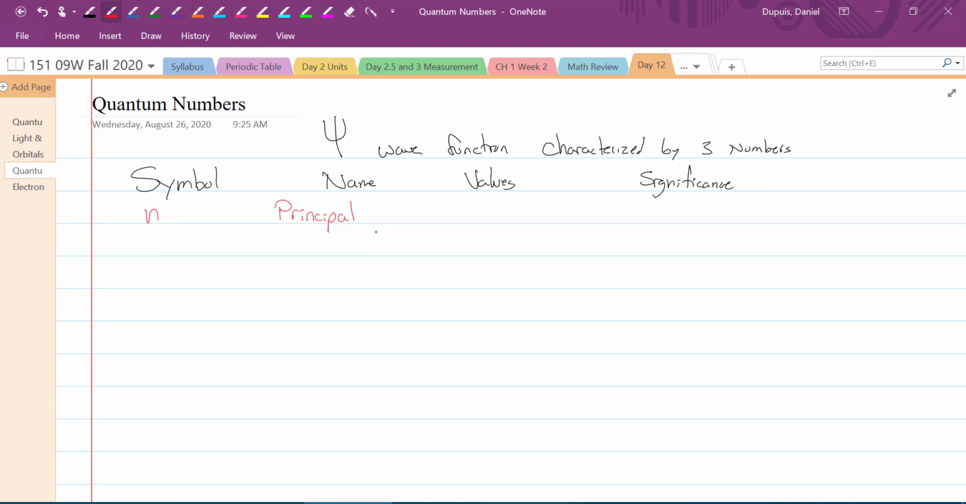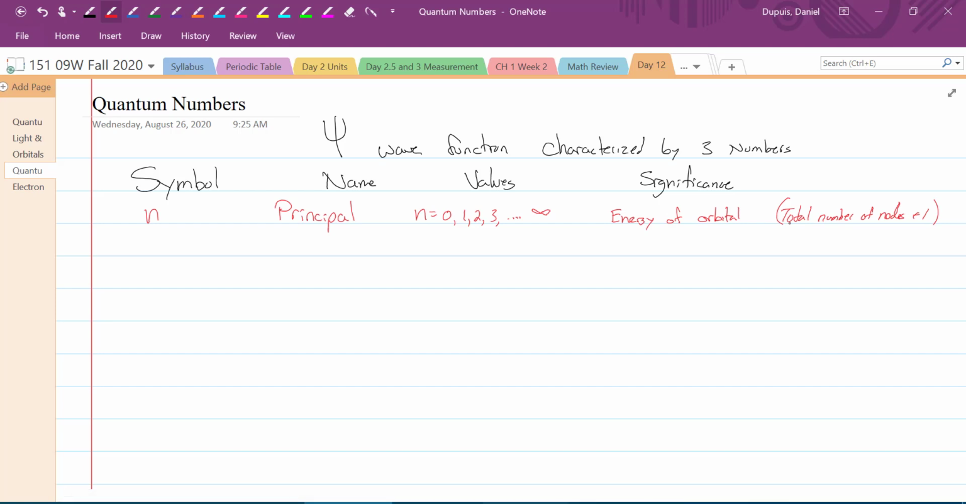This is our values. N can be 1, 2, 3, technically all the way to infinity. It's a mathematical model. This is the energy of the orbital. So it's the total number of nodes plus 1. That might not make a lot of sense to us, but that's okay. It's the energy.